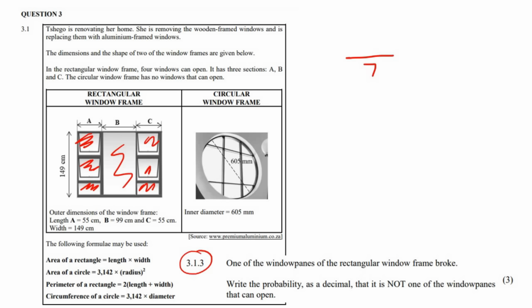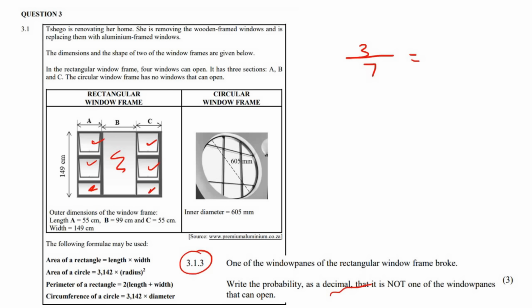They said, what is the probability that it is not one of them that can open? So remember, which ones can open? This one, this one, this one, and this one. So how many cannot open? Well, that would be 1, 2, 3. So 3 out of 7. And they said write it as a decimal. So we're not going to say multiplied by 100. We're not going to try get a percentage.